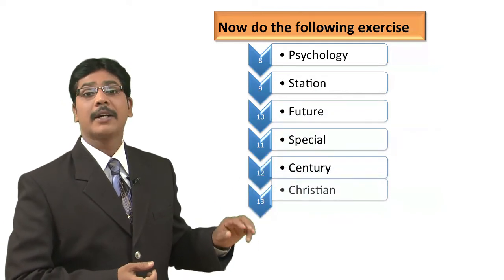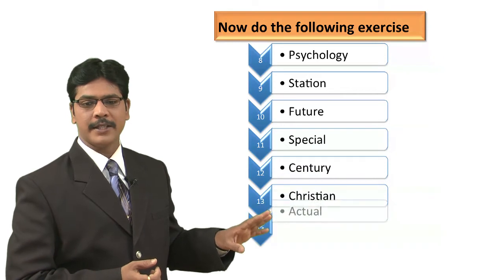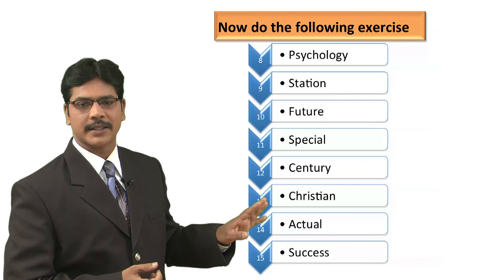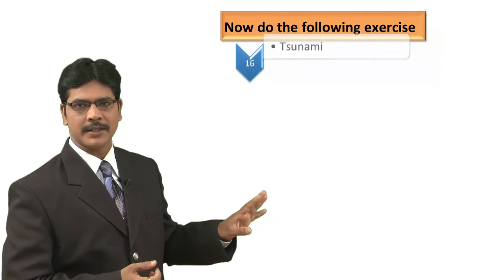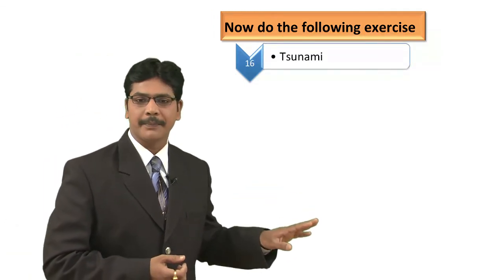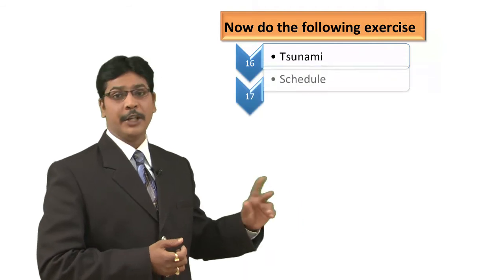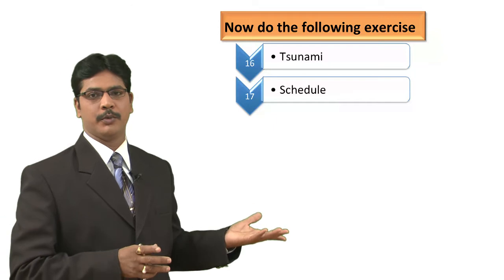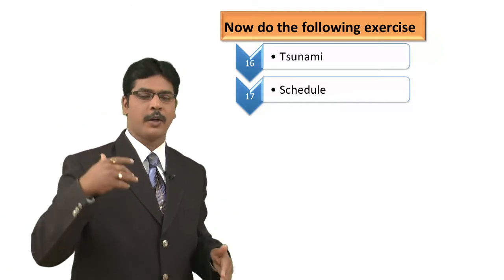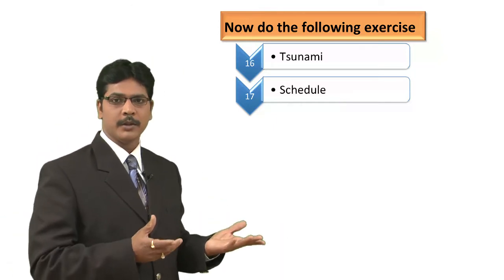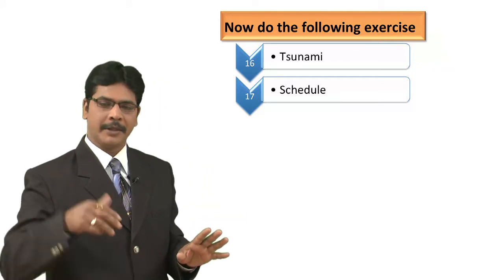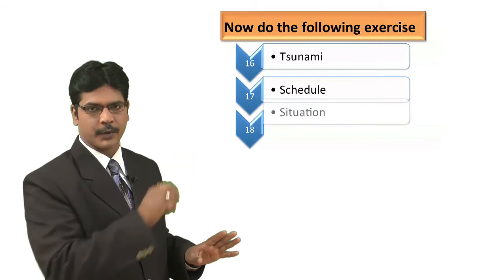The next word is Christian. The next word is actual. Next, it is success. After success, the next word is tsunami. The next word is schedule. Now, mind you, there are two ways we pronounce it. Your choice. Formerly they used to call it one way, now they're calling it another. So according to your pronunciation, either of them I can give correct. I'll be giving the answers for these words.